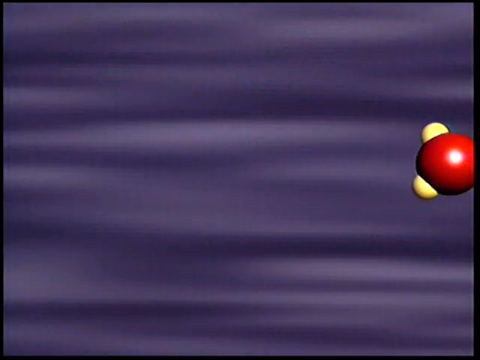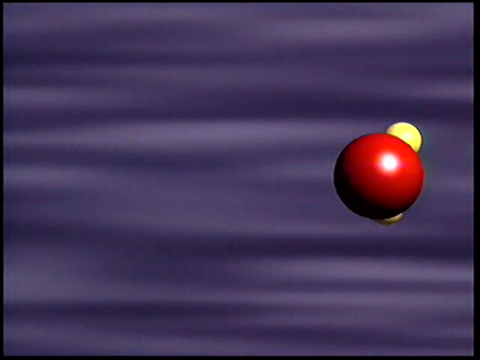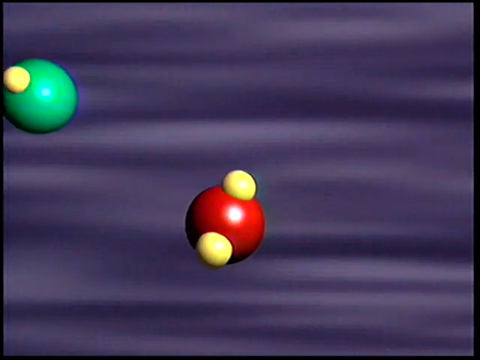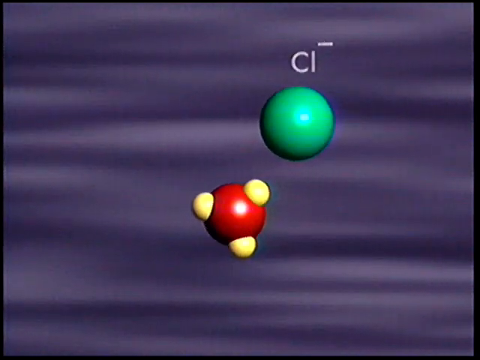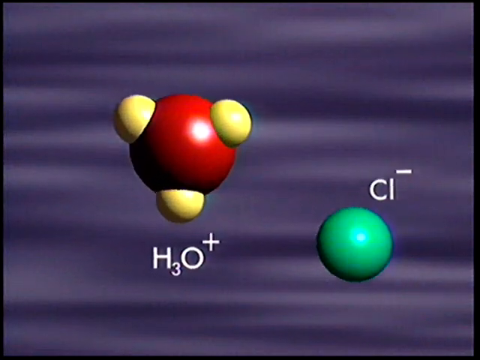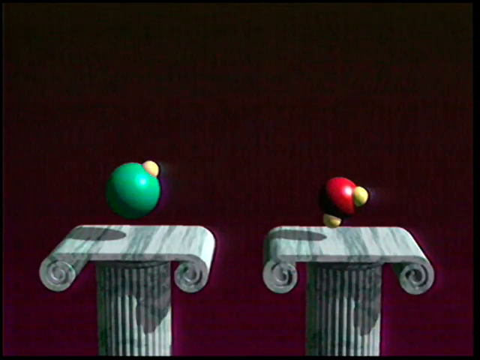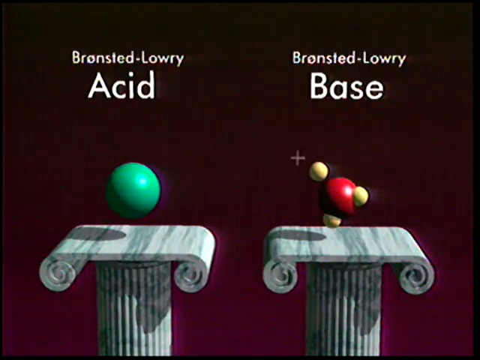In aqueous solutions of acids or bases, water performs an interesting role. It can act as either an acid or a base. When HCl is dissolved in water, a proton is transferred from HCl to water, forming a hydronium ion and Cl-. In this case, water accepts a proton from HCl and is therefore a Bronsted-Lowry base. HCl, since it is donating a proton, is a Bronsted-Lowry acid.